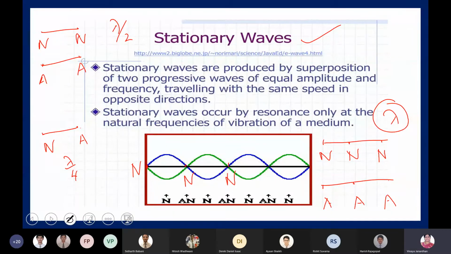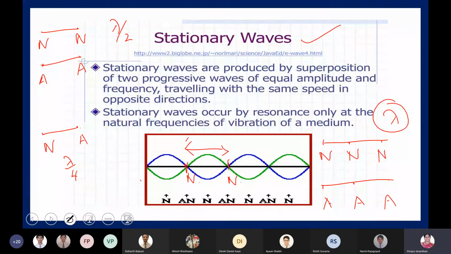Yes, ma'am. Okay, fine. Vishesh, what is the distance between whatever I have marked, a node and a node? Yusuf, what is the distance between a node and a node? Is it lambda? It is lambda. Fine. Next. Austin, what is the distance between these two nodes? This distance. What is the distance? Austin?